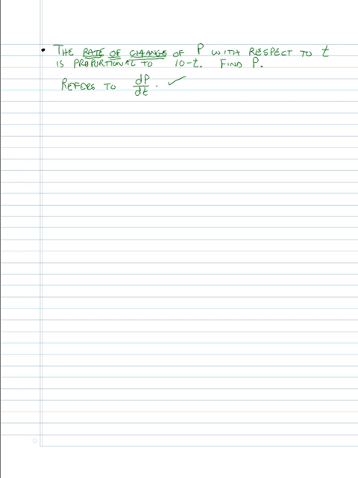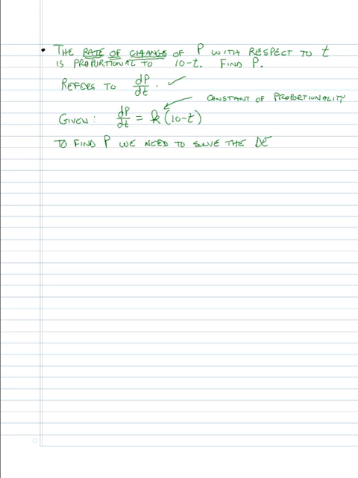Okay, so what this tells us, because of the proportionality here, what we're given, basically, is that the derivative of p, that's the rate of change of p with respect to t, is equal to some k, some constant, times 10 minus t. So that k is called the constant of proportionality. Okay? Well, once we have that, of course, we've got a differential equation, don't we? So to find p, which is what we're asked to do, we need to solve the differential equation that we see here. Derivative of p with respect to t is equal to k times 10 minus t.